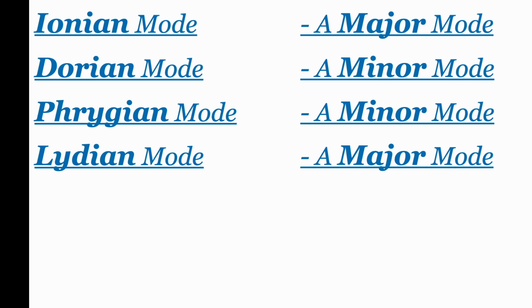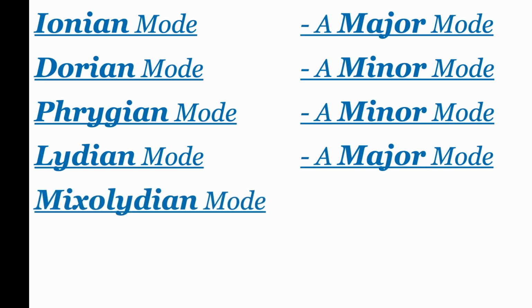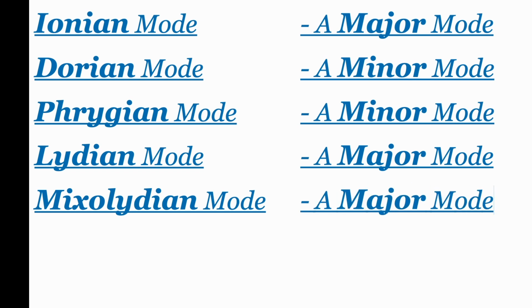Next we have Lydian, kind of a funky name, but that is a major mode. Again, you don't know a lot about the Lydian mode, but you do know that there are 4 frets between the first and the third. Same thing, the Mixolydian mode. That too is a major mode. Again, you don't know much about it, but you do know that there are 4 frets between the first and the third to make it a major third.